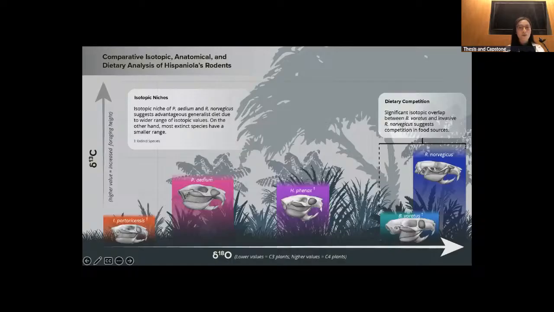Carbon isotopes, which you can see along the y-axis, can be correlated to the elevation or height of foraging. Oxygen isotopes, which can be seen along the x-axis, can help distinguish between the types of plants consumed. Any overlap suggested potential competition in food sources. For example, significant isotopic overlap between B. veratus and invasive R. novechicus suggests competition in food sources. You could even infer that the rat outcompeted B. veratus and was one of the contributing factors of the species' extinction.